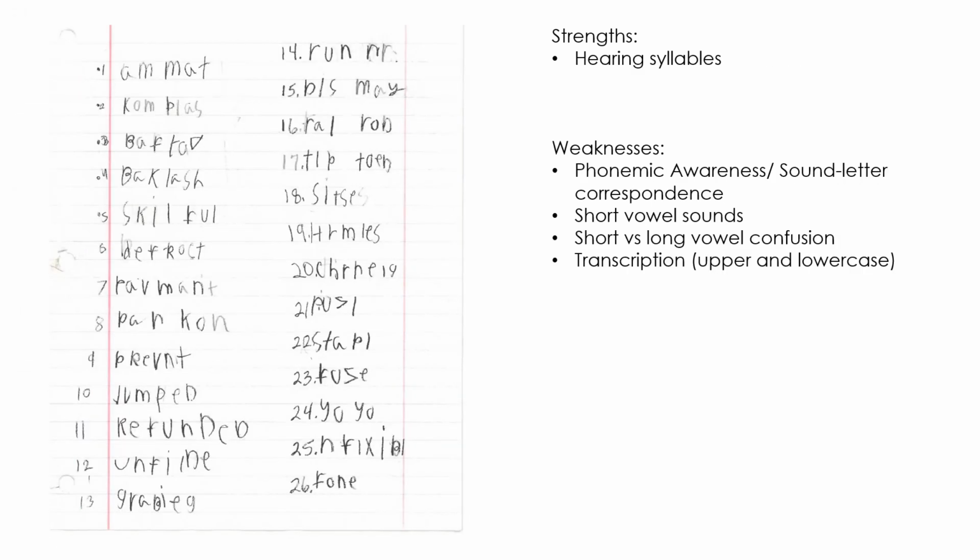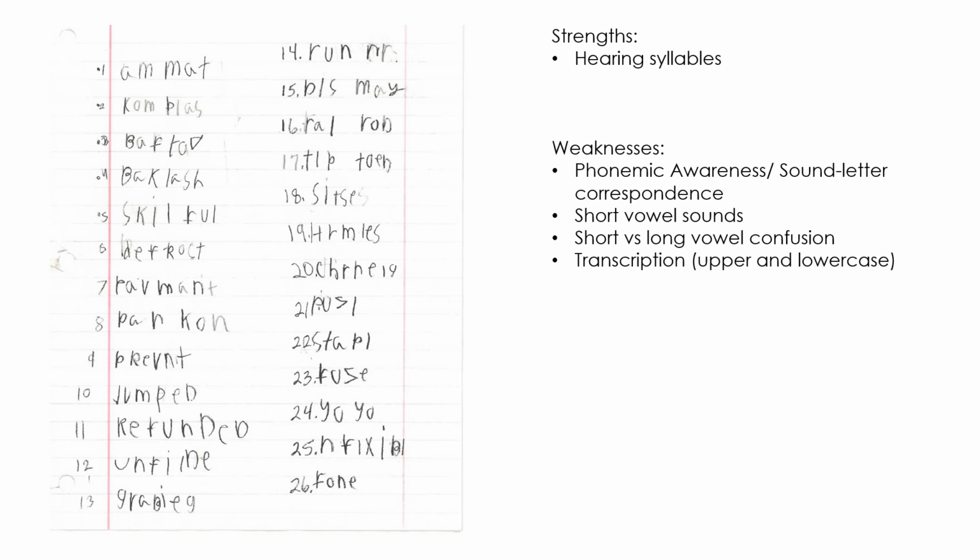This student is clearly hearing the syllables. They're even giving a little space in between syllables, so I know that they're recognizing that the word has sound parts, but I'm also noticing that they have a lot of phonemic awareness mistakes. They're mixing up letters. They're writing a letter for a sound that doesn't make sense. Look at number 6. In the word defrost, they have a CT at the end. So I'm just going to really hone in on whether they have solid sound-letter correspondences. And again, this student is really in need of short vowel and short versus long vowel support.